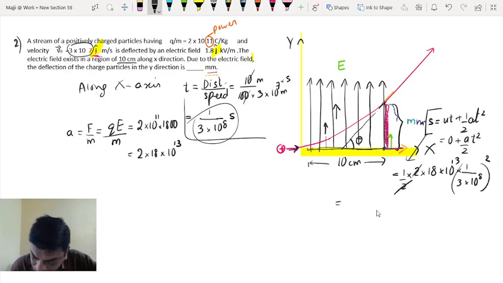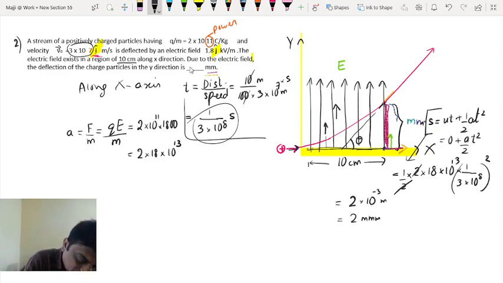So 3 square is 9. This is 2. 13 minus 16 is minus 3 meter. So this is 2 mm. So the correct answer is 2.